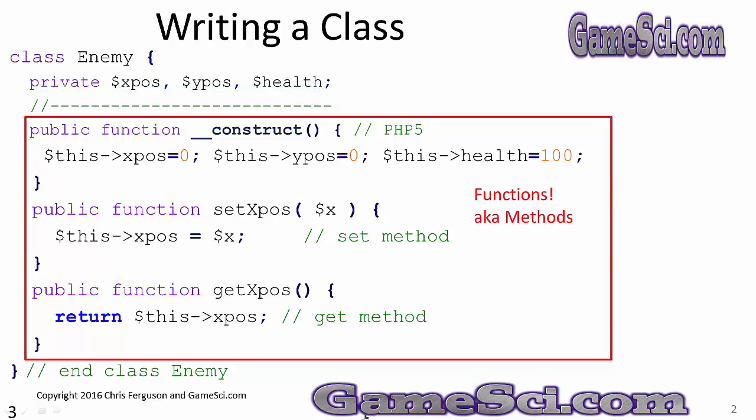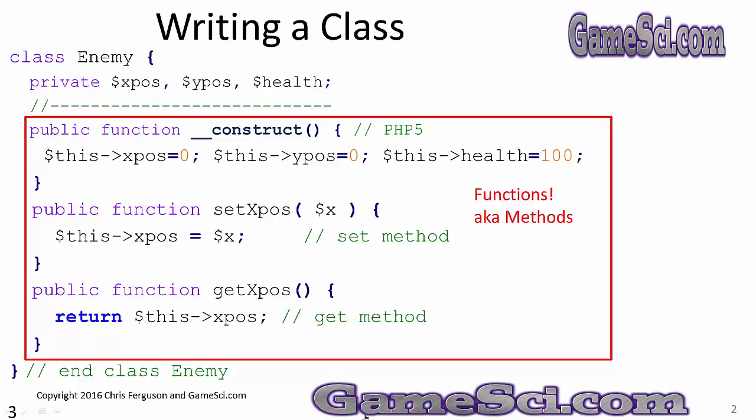We have what's called a constructor function. We have a set X position. We have a get X position. These are the functions. These describe the actions an enemy object will take. Again, in object-oriented terminology, we have a new term: methods. Why do we call these methods?